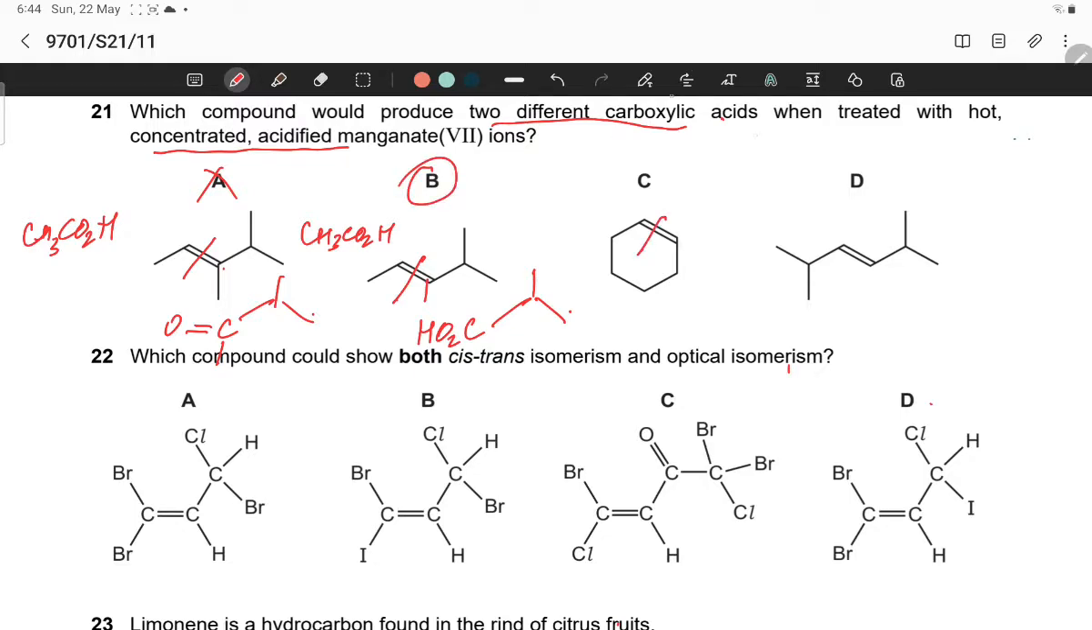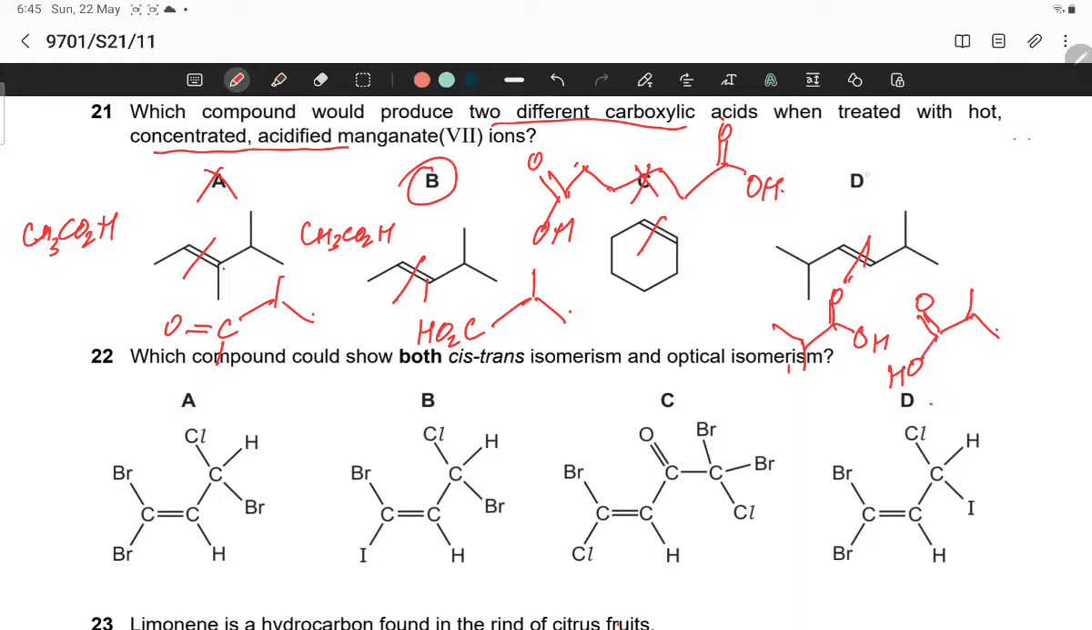And let's check. 1 2, this cyclic structure is open. 1 2 3 4 5 6, double bond OH, double bond OH, and double bond OH. So this is also incorrect. Over here the same functional group is formed, double bond OH, the same carboxylic acid is formed, OH. So this is also incorrect.